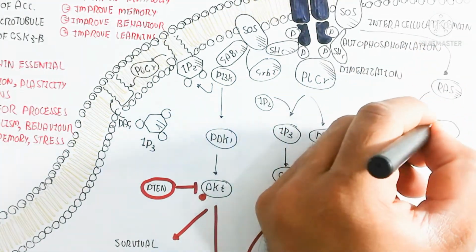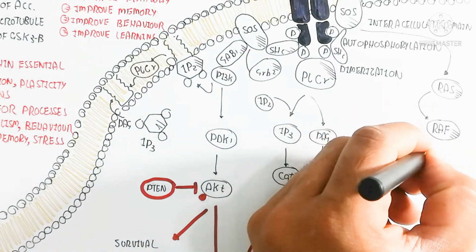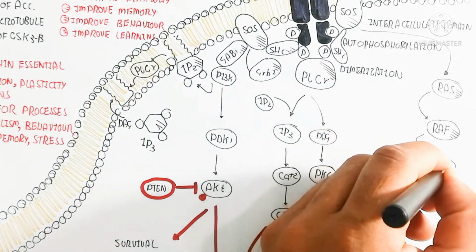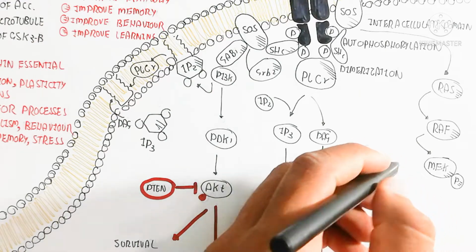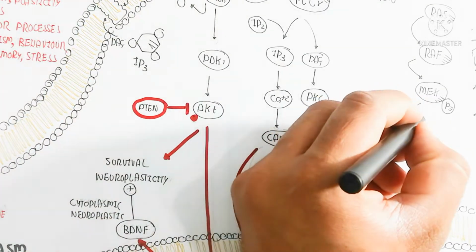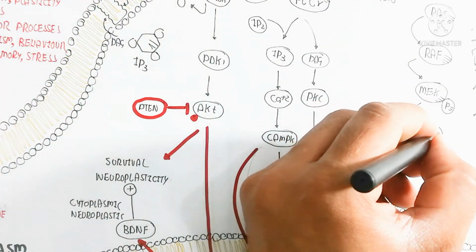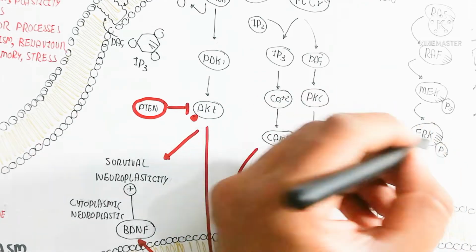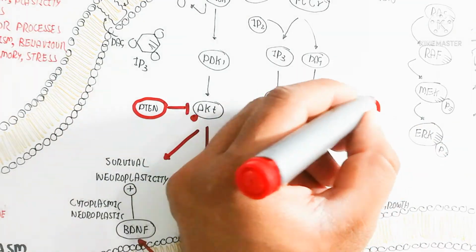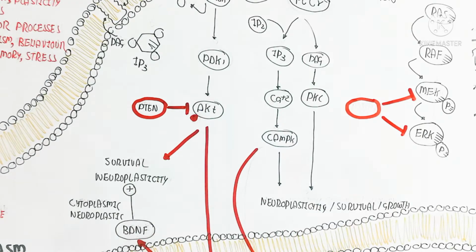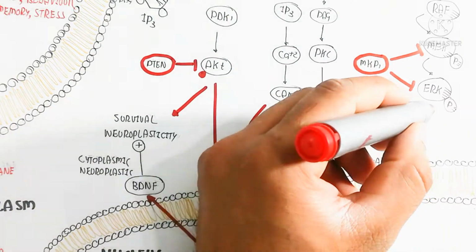Anyhow, here the Son of Sevenless will bind with the RAS, RAF, and MEK pathway, so the mitogen activated kinase pathway. And in this way, the ERK pathway, and both MEK and ERK can be inhibited by the MKP1 protein. So this is the inhibition mechanism.